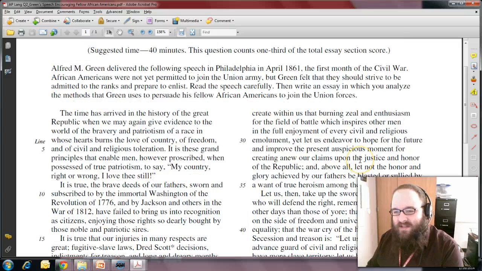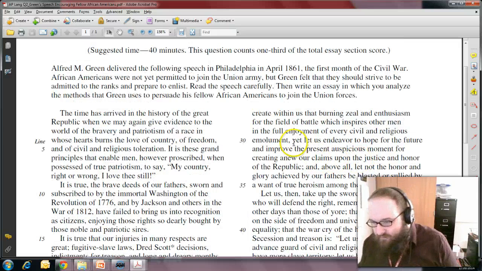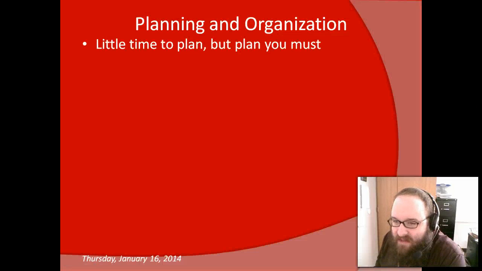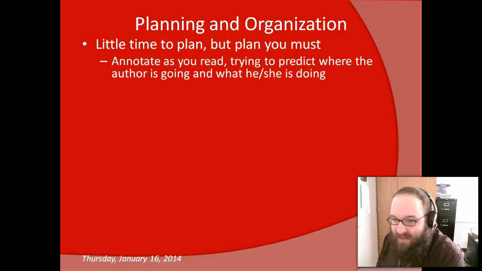All right, so that's Green's speech there. From here, we need to begin planning and composing our essay. Planning and organization: you have little time to plan. Remember, suggested 40 minutes per essay. That's tough, just to write an essay in 40 minutes. On top of that, you're expected to plan, but plan you must.